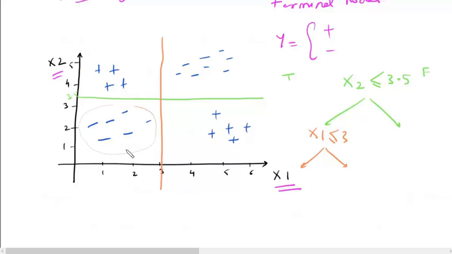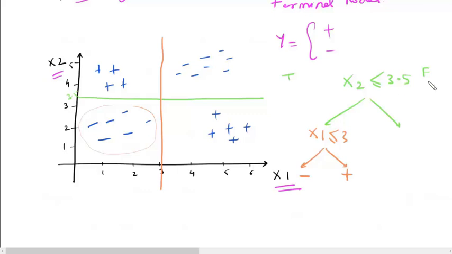Now you see we have a clear distinction between pluses and minuses. I have only minus here, so I can write only minus here. And on this side I have just pluses, so I will write a plus here. So we are done with this entire area. x2 less than 3.5 true, we are done with that. We have correctly classified all the points in this area.